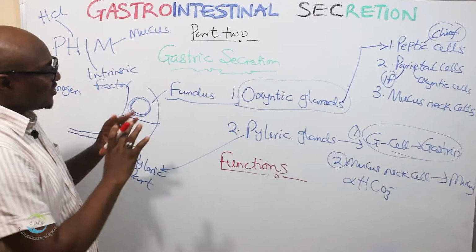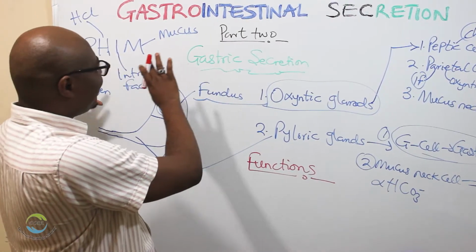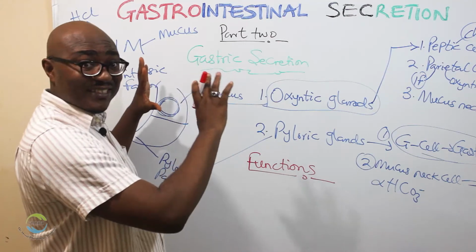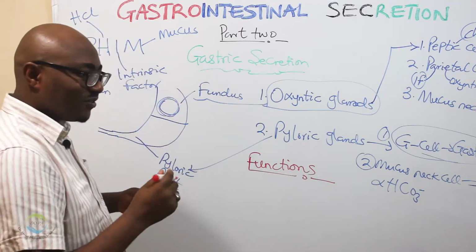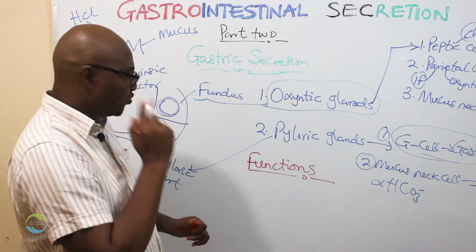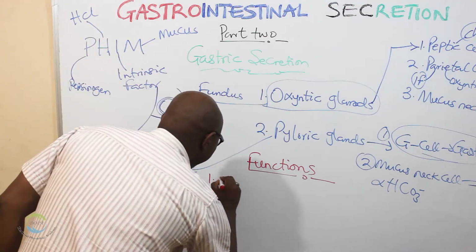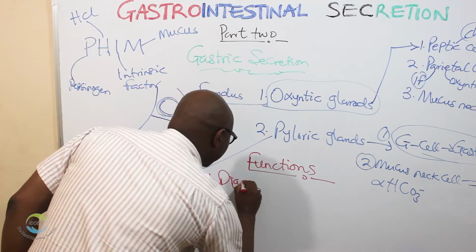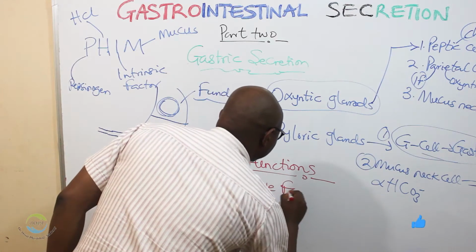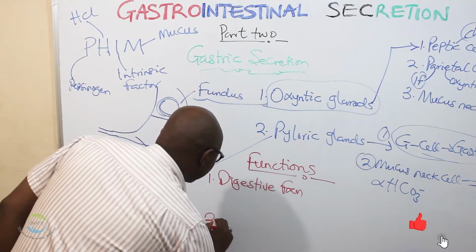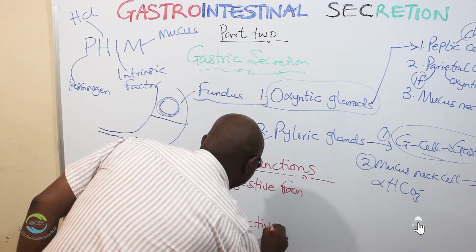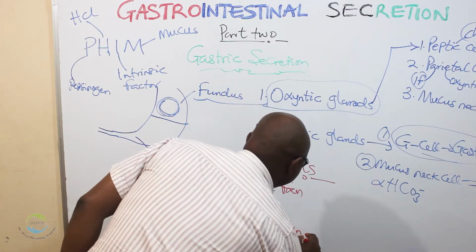Welcome back. So going from the different composition of gastric secretion, let's now take the function. We can broadly divide the functions of the gastric secretion into two. One is digestive function. Number two, protective function.